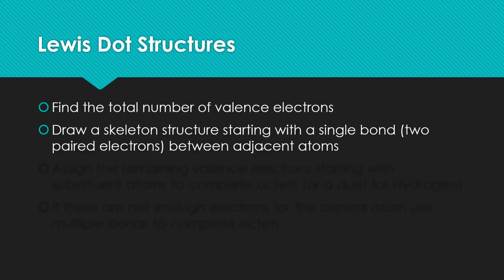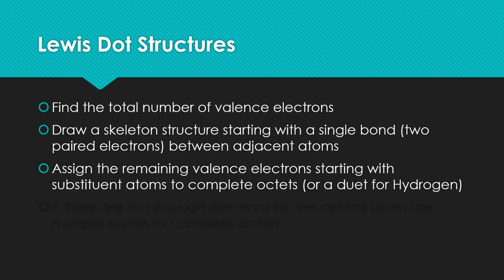Second, we draw a skeleton structure, trying to establish what the molecule might look like, and normally it's very clear what the central atom is going to be and what's going to surround it. And then we're going to make sure there is a bond between each of the adjacent atoms, each being a pair of electrons. Then we're going to assign whatever electrons we have left over to the outermost or the substituent atoms around the outside, making sure everybody gets up to 8, except for hydrogen needs to get up to 2.